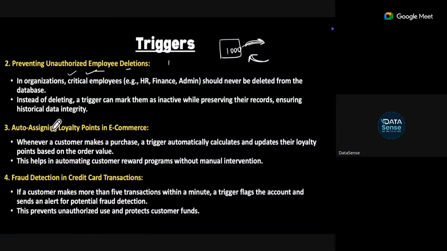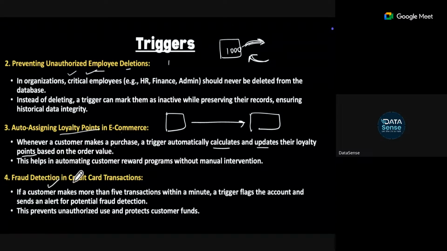Another example is auto assigning loyalty points in e-commerce. Suppose you make Amazon purchases. Whenever a customer makes a purchase, a trigger automatically calculates and updates their loyalty points, on your credit card or different things, and based on that you get discounts. As per your transaction level, you did a transaction here and in a separate table your loyalty score or credit score will be created. Those things happen automatically.